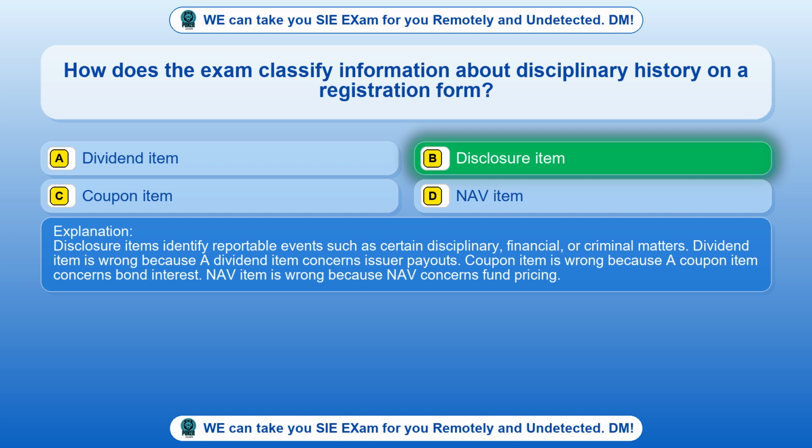Dividend item is wrong because a dividend item concerns issuer payouts. Coupon item is wrong because a coupon item concerns bond interest. NAV item is wrong because NAV concerns fund pricing.